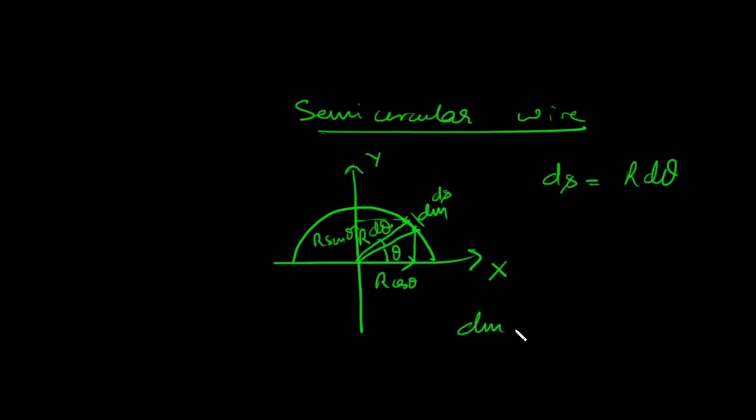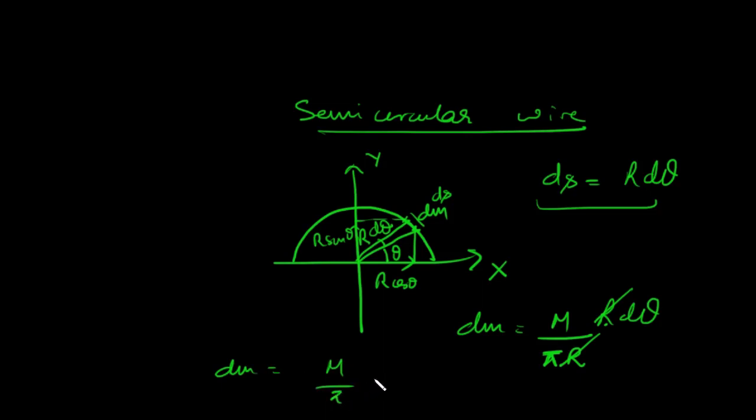So what will be dm now? Since length is constant, we have m divided by l. What is l? L is not 2 pi r here, because it is a semicircle, it will be pi r. m divided by pi r times ds. And ds is r d theta, right? So r gets cancelled out. dm is m divided by pi into d theta.